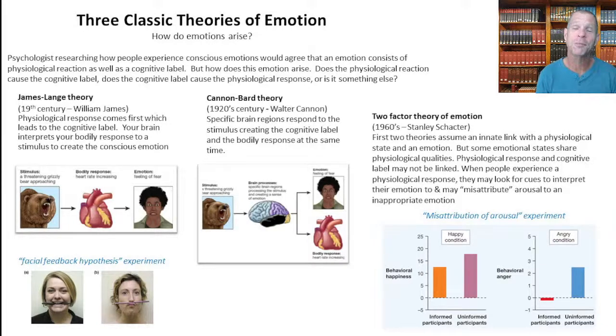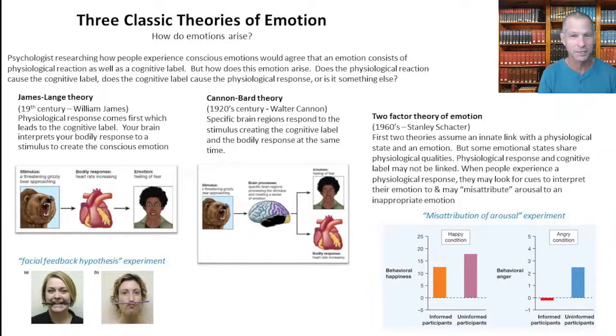Really, it's not so much the physiological response. Instead, what people do is they have a physiological response and then they look in their environment and try to figure out which response they would be having based upon the situation. All right. And so Stanley Schachter said, really, there's no biological link between an emotion and a physiological response.